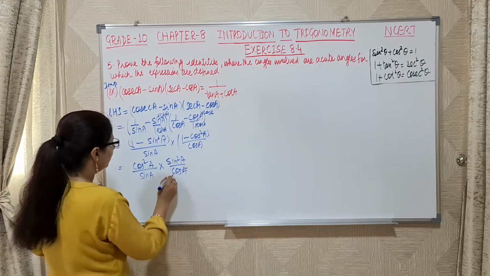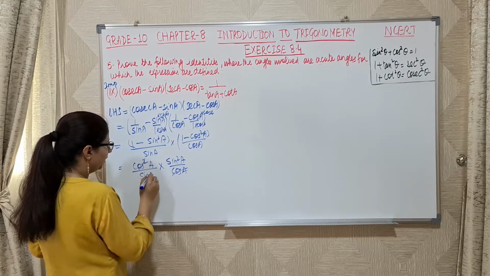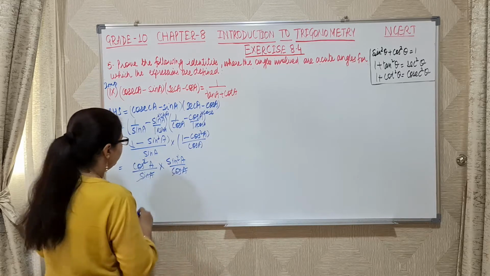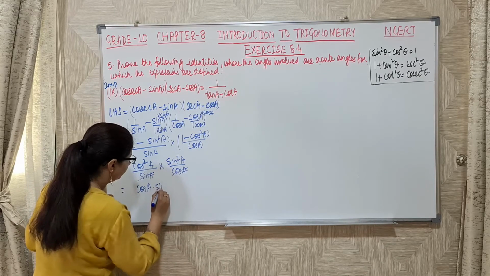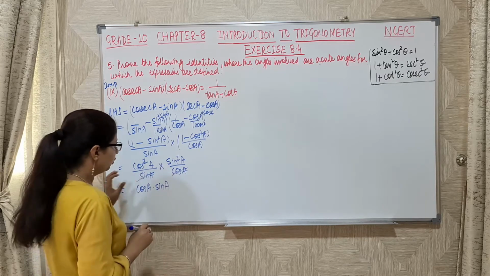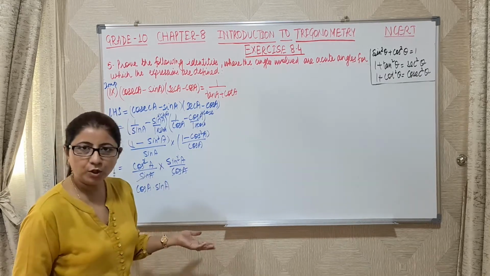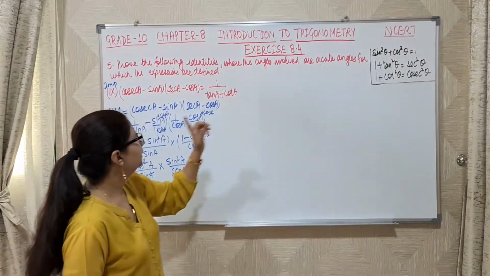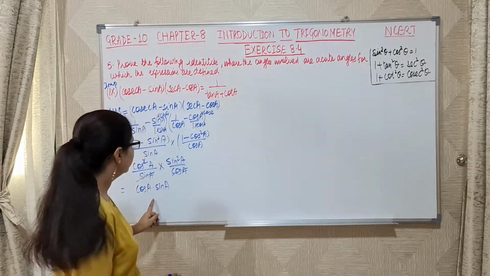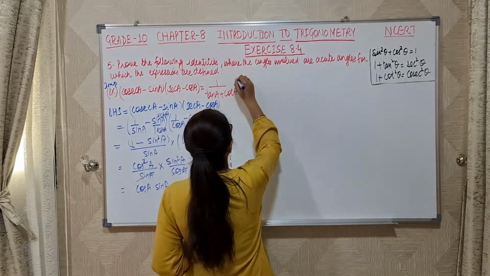Okay, so this cos A will be cancelled with square. This sin A is also cancelled with square. So we are left with cos A into sin A. Beyond this, we cannot simplify it further. So now we need to prove right hand side also equal to this thing. So let's start.